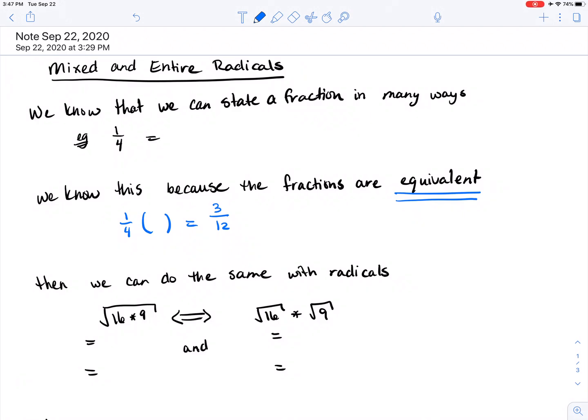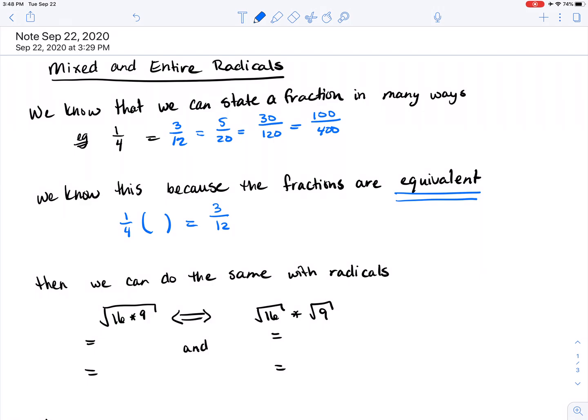Welcome to Mixed and Entire Radicals. We know that we can state a fraction in many ways. So our example of 1/4, we know that we can state it as 3/12. We know that we can also state it as 5/20, or 30/120, or even 100 over 400. These are all equivalent statements.